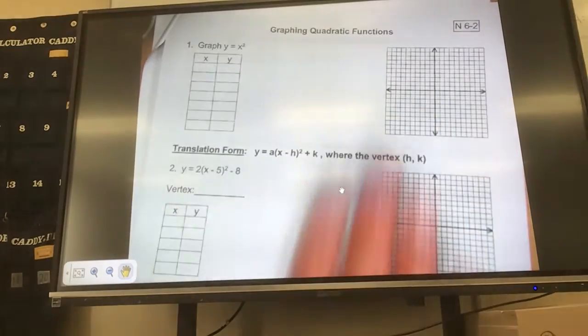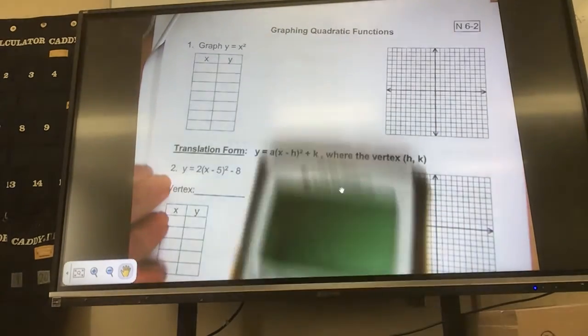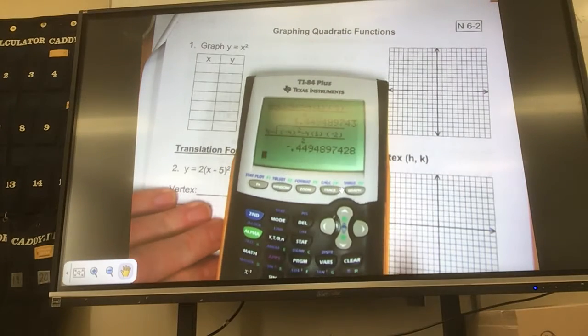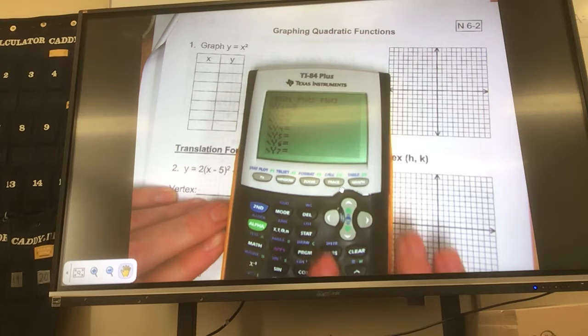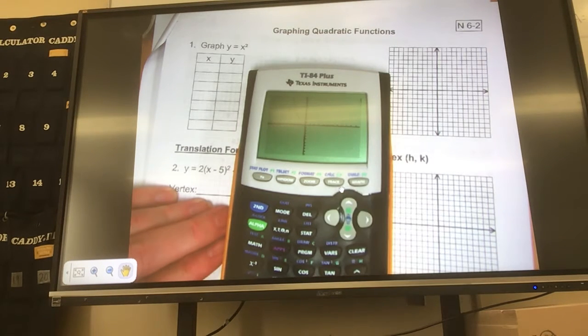Okay, when you graph this bad boy, everything you do today is going to be in your calculator, but I will show you some tricks of the trade along the way. So we hit y equals, clear out whatever garbage the other class had in there. Y equals x squared. Hit graph. Sure enough, I'm going to see a U-shaped graph going right through the origin.